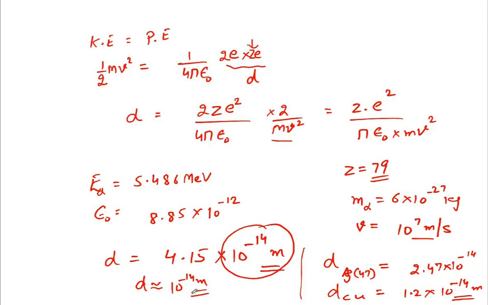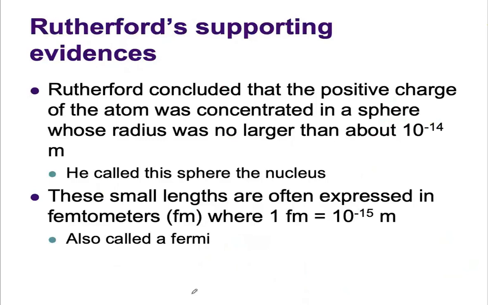From this he suggested some points. He concluded that the positive charge of the atom was concentrated in a sphere whose radius was no larger than about 10 to the power minus 14 meter. This is because the maximum distance between this central positively charged body and the alpha particle, at which the particle gets retraced, is of the order of 10 to the power minus 14.